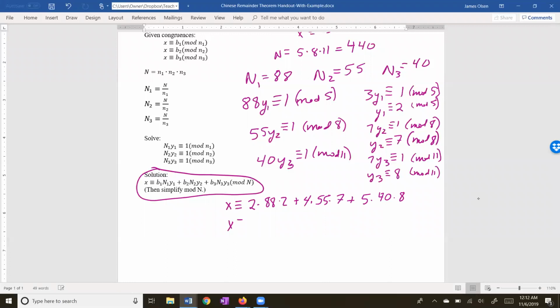So we have 352 plus 1540 plus 1600. By the way, this is mod 440. Adding these all up, I get 3,492 mod, 5 times 8 times 11 is 440. Mod n.